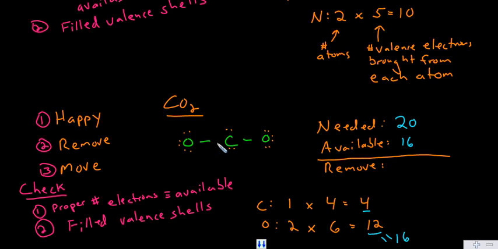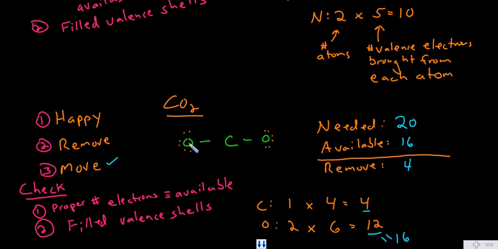Now, right now there's 20 electrons here, but we only get to have 16, so we need to erase 4. We need to remove 4 electrons. And so erase 4. You might arbitrarily remove them from carbon. And now we need to complete step number 3, move electrons, until everyone has a full octet, or at least a filled valence shell if they're hydrogen.